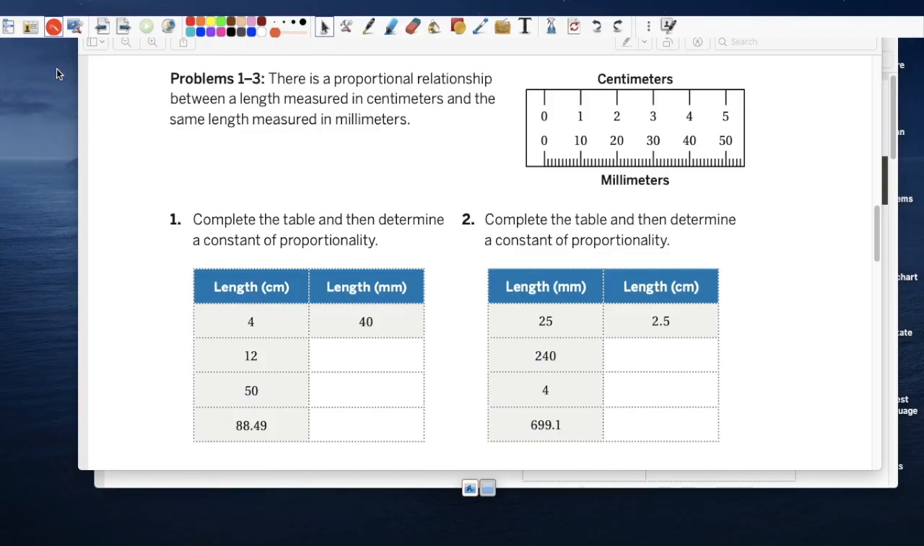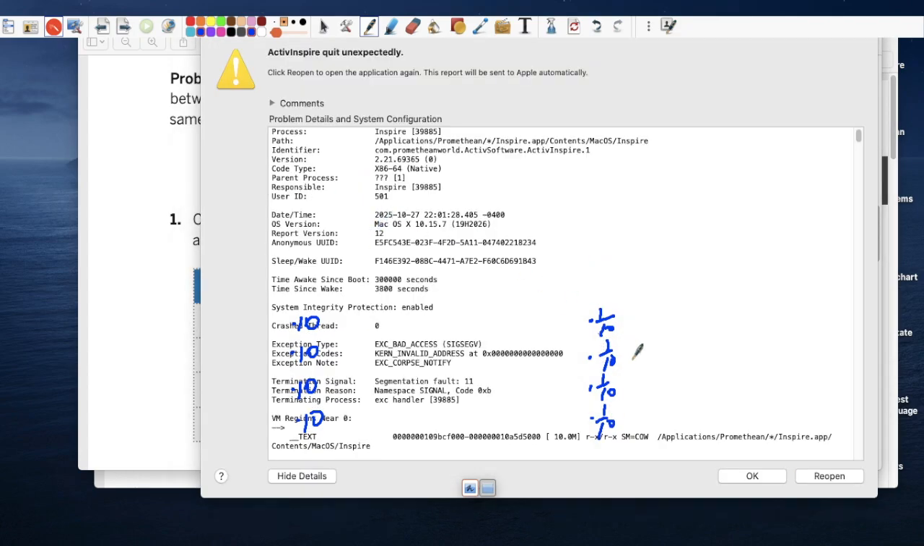The important part today is, let me just write this again, times 10, times 10, times 10, times 10. This one was times the reciprocal, 1 over 10, because we're going the other direction. We're going from millimeters to centimeters, times 1 over 10, times 1 over 10. So the equation here, right?